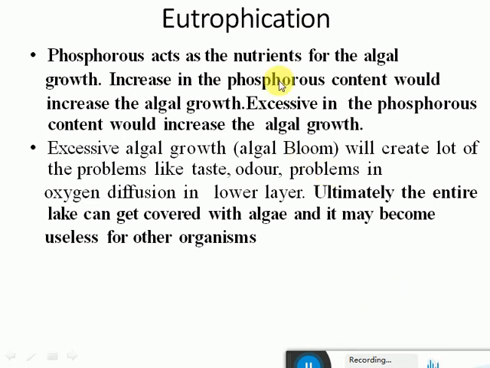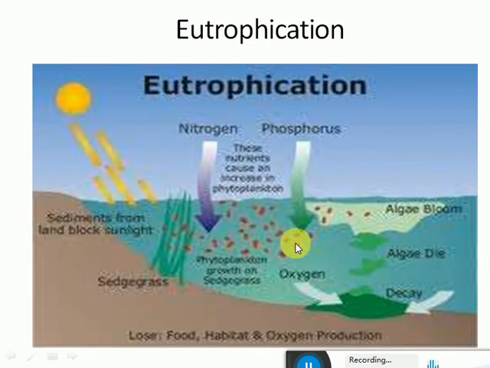So what is this eutrophication? Here the phosphorus acts as a nutrient for algal growth. Phosphorus is an excellent plant nutrient, so the excess phosphorus present in the wastewater becomes the nutrient for the algae, which is an aquatic plant, and it will grow to a very large extent. It is also called algal bloom, that means the deposition of algae over the surface of the water. It creates problems like taste and odor in the water. The entire lake gets covered with algae and it may become useless for organisms.